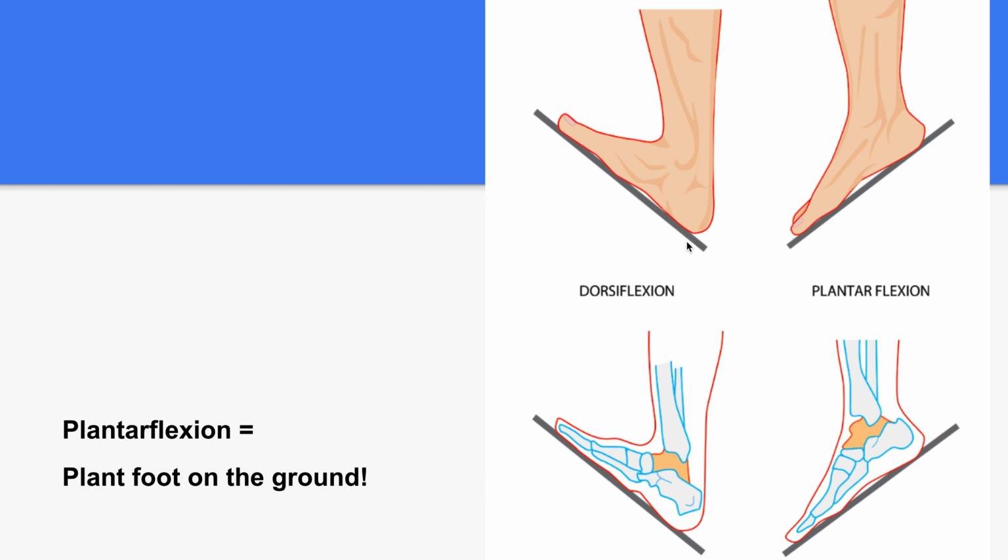Just to remind you, when you talk about deformities of the feet, you have dorsiflexion and plantar flexion. Dorsiflexion is when the foot is dorsally flexed towards the tibia, towards the body. Plantar flexion is when the foot is flexed away from the body, and it's like you're planting. Plantar flexion, you can remember planting the foot on the ground.